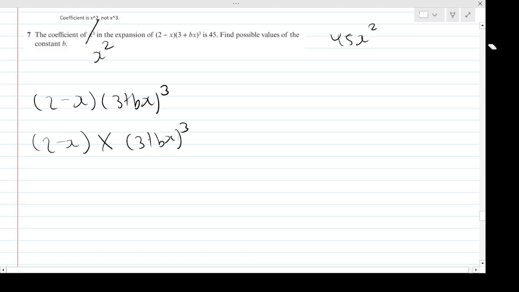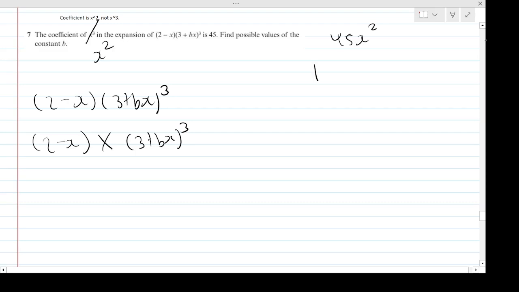Now, actually, we can expand them individually, right? Okay. So firstly, let's expand (3 + bx)³. Now that I can, I'm going to use Pascal's triangle.